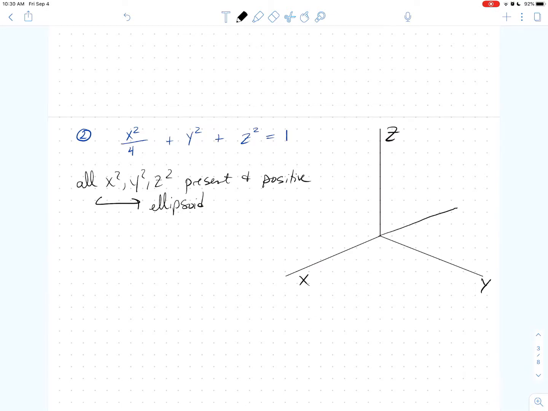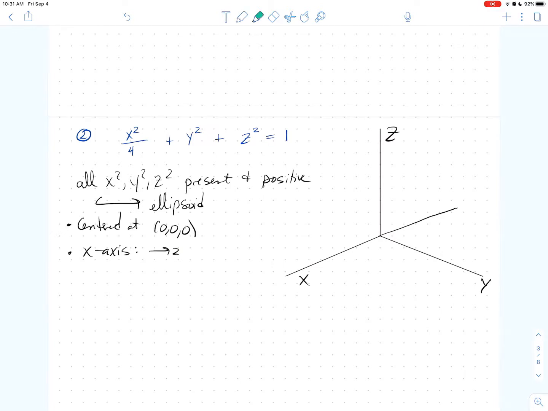You can see it. This guy is centered at 0, 0, 0. We can say that the stretch factors, you're going to stretch along the x-axis 2, y-axis 1, z-axis 1. So let's go ahead and say that x-axis we're going to stretch 2, and then the rest are going to be 1. So we can go ahead and graph that.